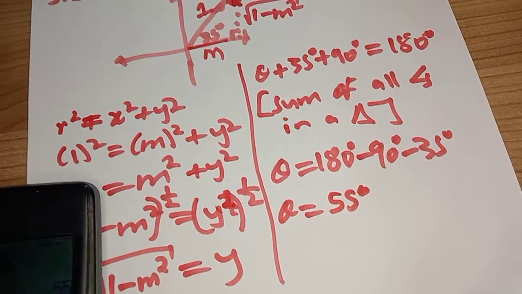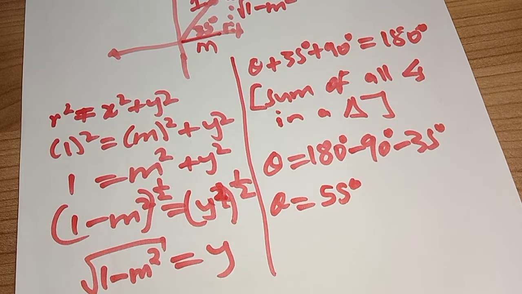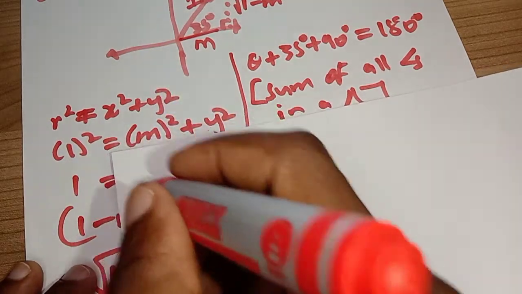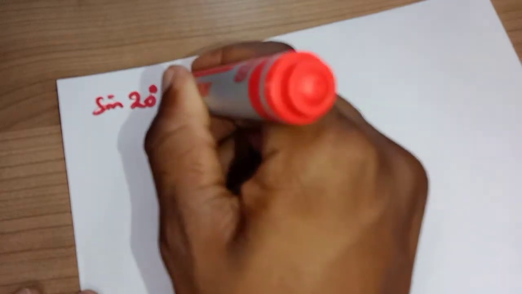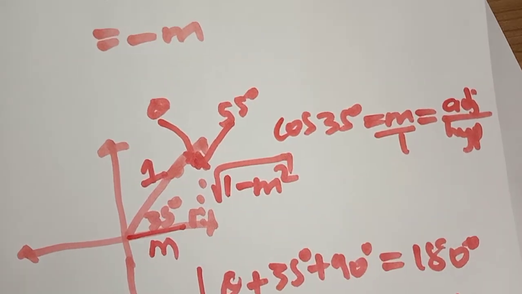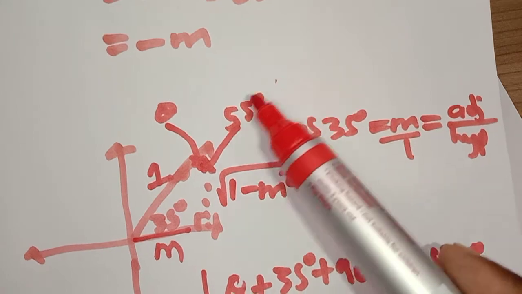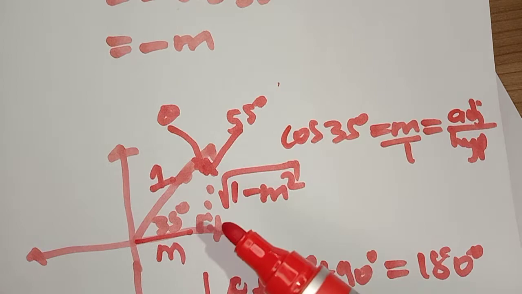Okay, so now we can try to answer the question. They are saying that we should get the sine of 20 degrees. We are going to try to expand that using our special angles here, the 35 degrees and the 55. Or we are going to try to use both of them, or one of them, with a quadrant or a double angle or a compound angle.